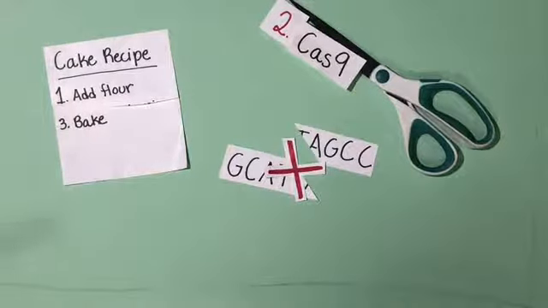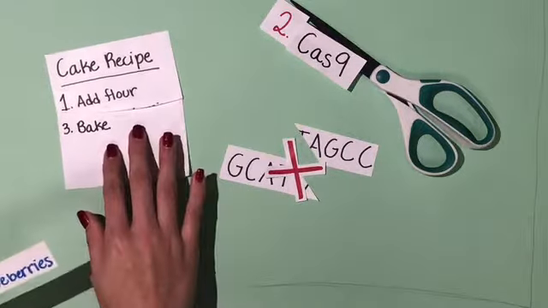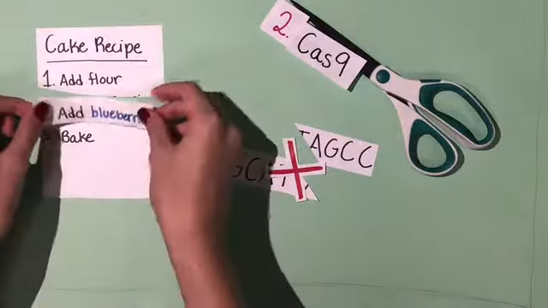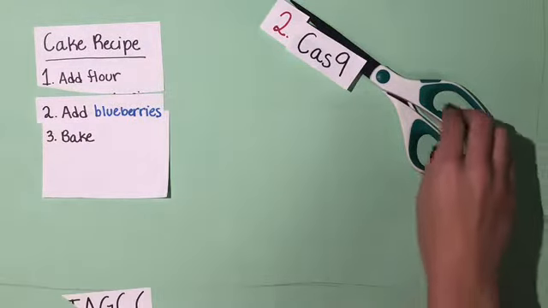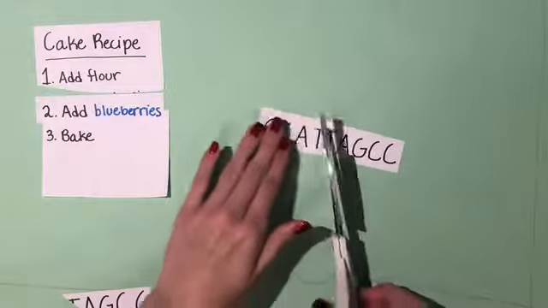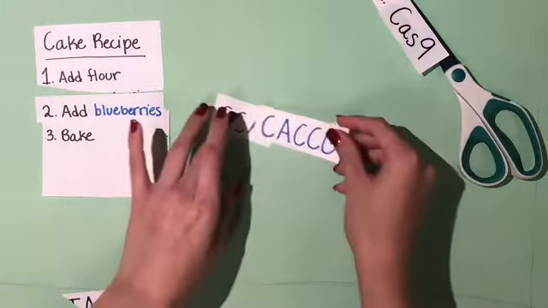Now let's say instead of a strawberry cake, we want a blueberry cake. Now that our CRISPR scissors have cut out step 2, we can replace it with the instruction to add blueberries. In the genome, this would be like if the Cas9 went in and made a cut in the genome and added a new gene.